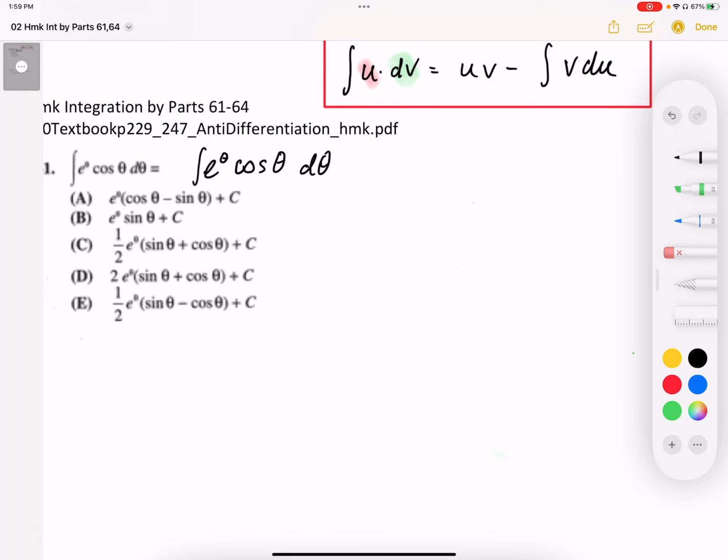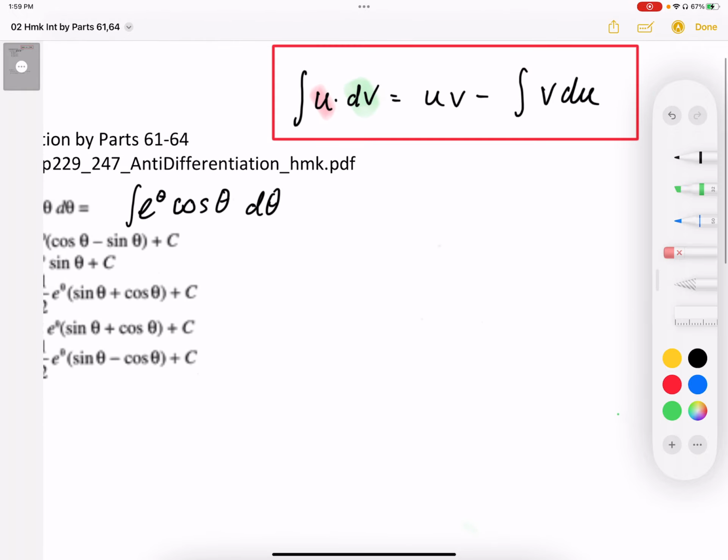So again, the key to parts is to know that there's a formula, and what the formula does is just give us a rearrangement such that we have a new integral over here, and hopefully that new integral allows us to get something that we can anti-differentiate. The key is to select the dv that is the most complex of this that we can integrate. Now, in this particular case, it doesn't really matter because both e^θ and cos are equally complex, so we're just going to arbitrarily choose cosine as our dv.